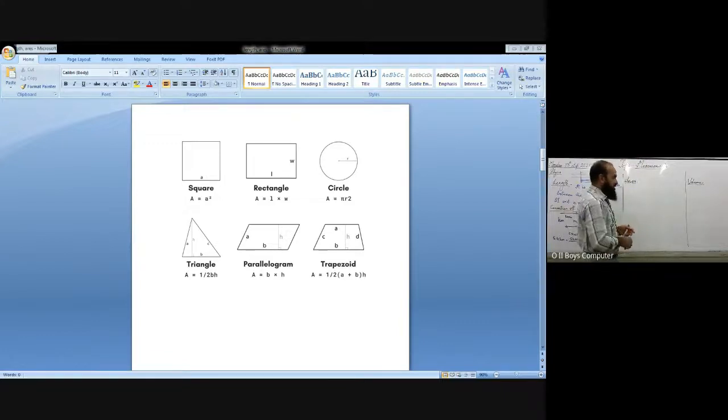And the area is actually the space occupied by any 2D shape. So, if we want to define the area, we can write it down as the space occupied by any 2D shape.